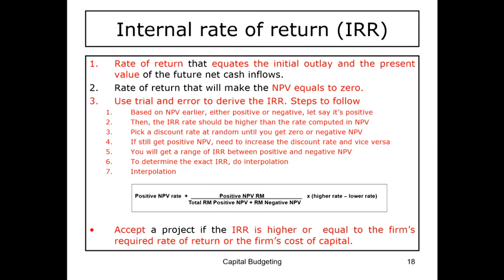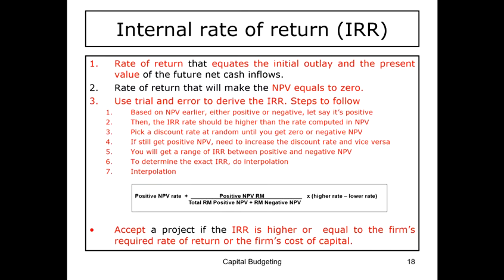So we try our discount rate at random until you get 0 or a negative NPV. That is what we want for IRR. If you still get positive NPV, we will increase the discount rate again, and vice versa. In our example, the sample question earlier, our NPV is negative. When NPV is negative, we will get an IRR that is lower, because we want to use this formula.